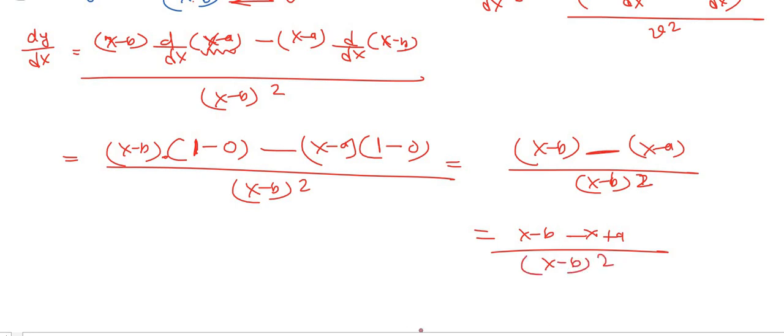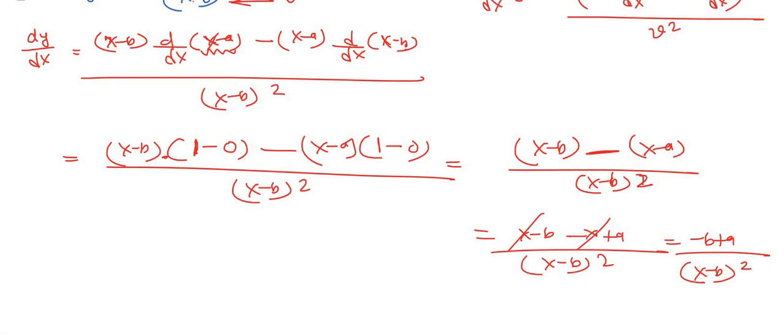So anything is cancelling, x and x cancel, so I will get minus b plus a, by (x minus b) square. This is my answer. See you in the next video, guys. So please try to solve it first on your own and see you in the next video.